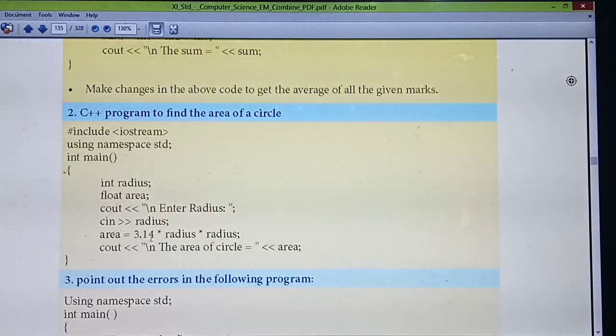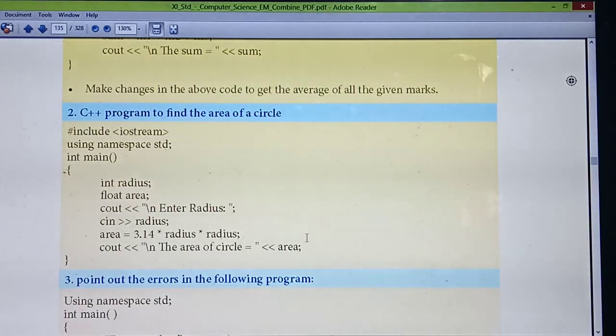Understand? So see cout. So what will you get? The area of a circle. The area of a circle. Then the answer is stored in which variable? Area. So you are displaying the variable area. Understand? Understand this program for calculating area?